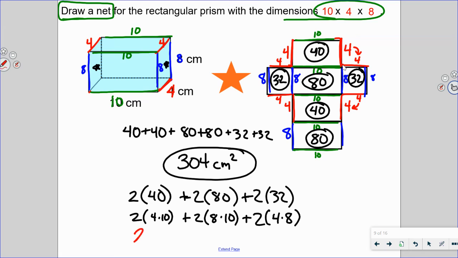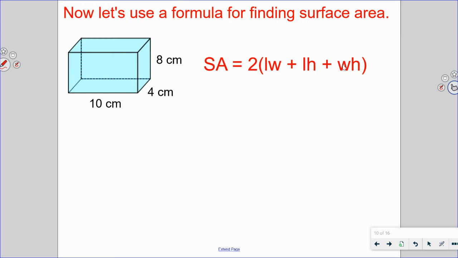But what's interesting here, 4 by 10 you could call the length by the width. 8 by 10 you could call the length by the height. 4 by 8 you could call the width by the height. And notice, because we have two sets of everything, you could just pull that 2 outside, as we've talked about in the past with distribution. Ladies and gents, this is what I'm going to talk about on the next slide, the formula to find any rectangular prism surface area.